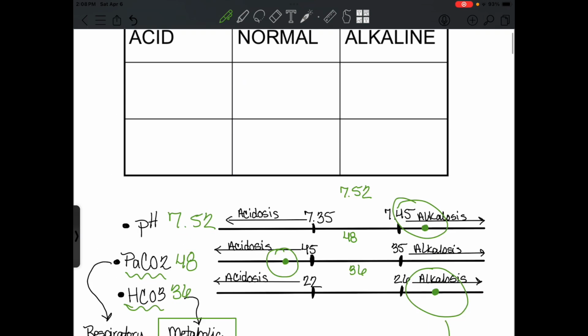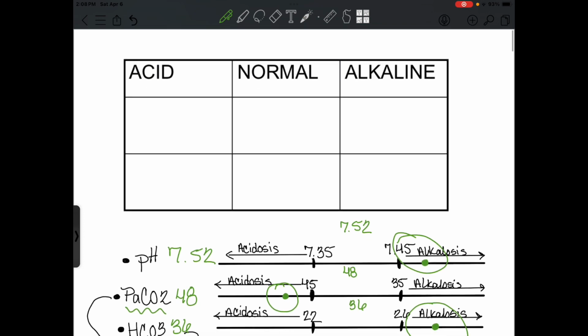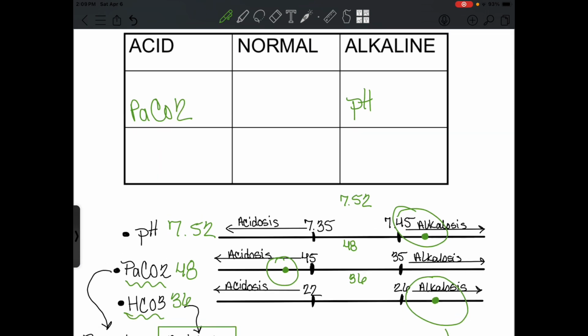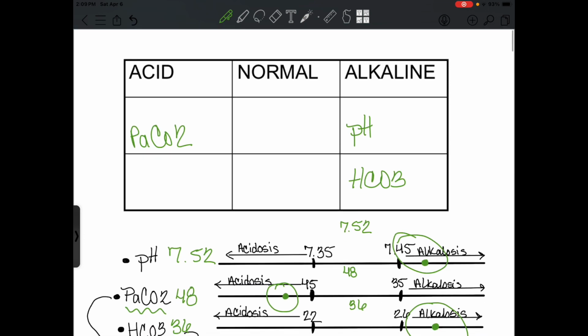Now if I do it on the tic-tac-toe, I'm going to do my pH, which is alkalosis. It's alkaline. My PaCO2, which is acidosis, so it's going to be on the acid side. And my HCO3 is also alkalosis, so it's going to be on the alkaline side. First off, if you're doing the tic-tac-toe, you know that it's going to be alkaline because there's two under one word.